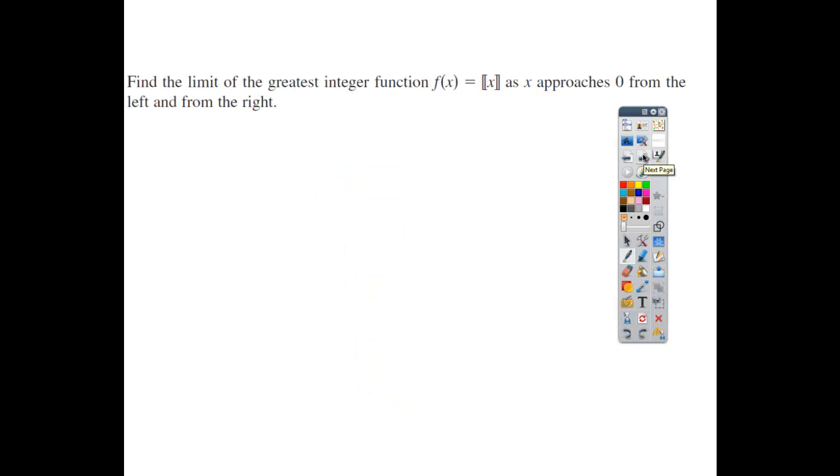Next, the greatest integer function. The greatest integer function means the greatest integer that isn't bigger than the value given. So, for example, if I had the greatest integer of 2.9, the greatest integer not greater than 2.9 is 2. If I had negative 2.9, the greatest integer not greater than negative 2.9 is going to be negative 3. It's just going to be dropping down.